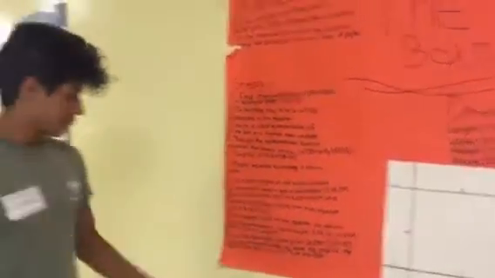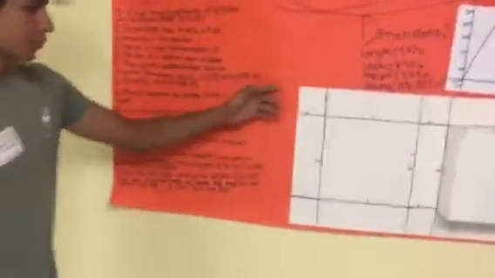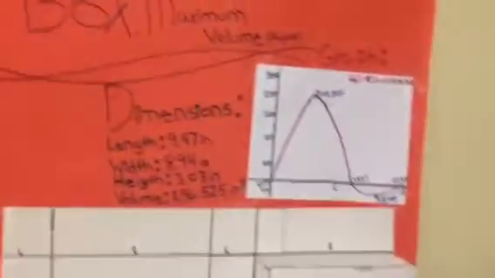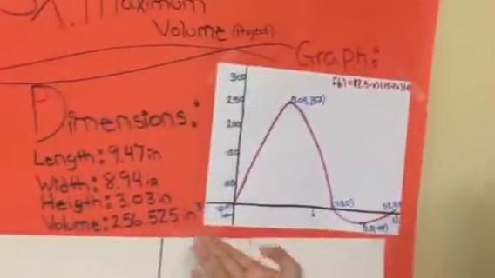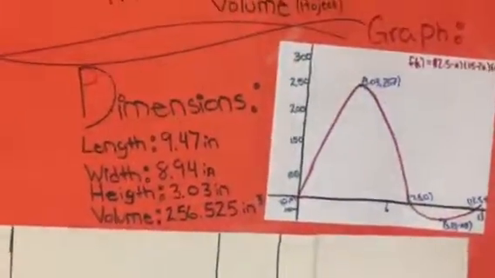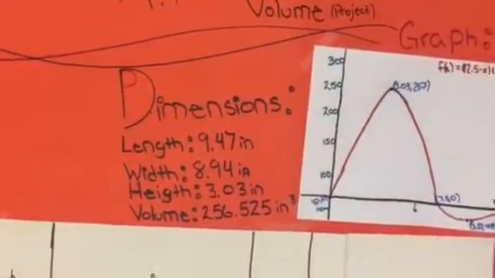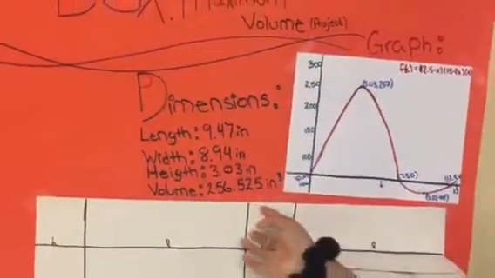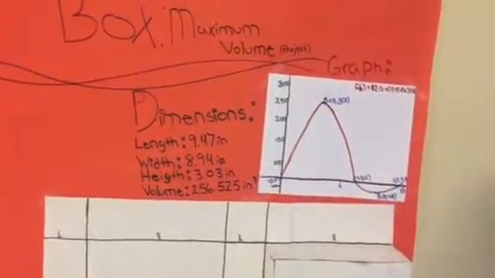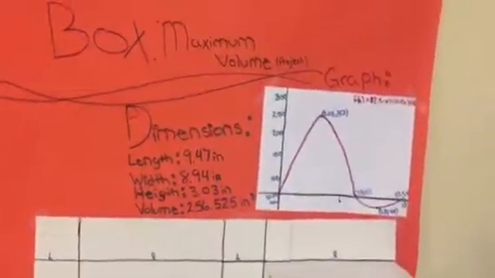Lastly, on step number 10, on the provided rectangular paper, 25 by 15, use your measurements to create the map of the prism and cut it out, tape it, and fold it. So, as said before, the dimensions are: length is 9.47 inches, width is 8.94 inches, and the height is 3.03 inches, which will give you a total maximum volume of 256.525 inches cubed.